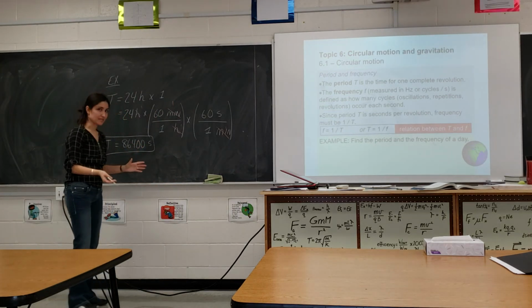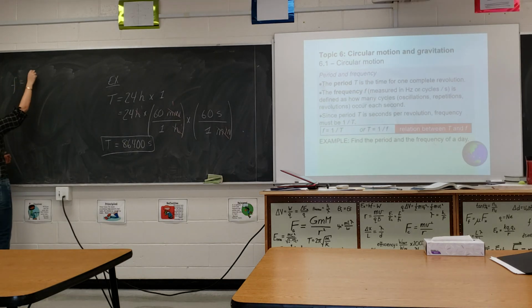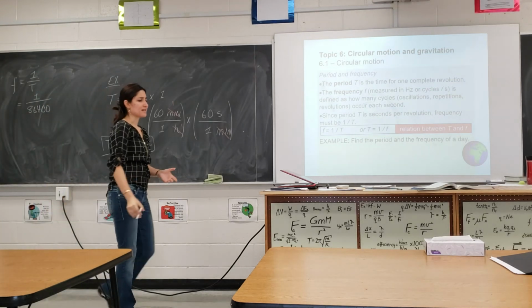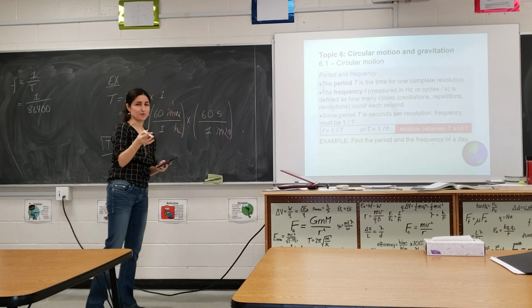A frequency is the reciprocal of period. F is 1 over T. So you have 1 over 86,400. Don't leave it like this. Always just figure out what the decimal is. In math, usually exact answers are preferred. In physics, decimals are more than welcome.